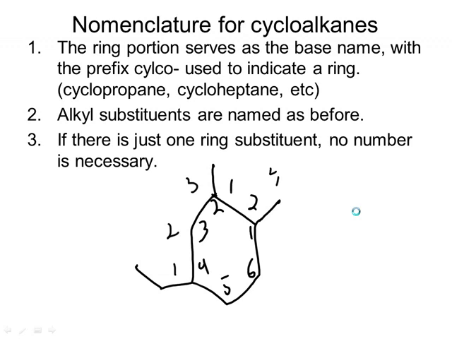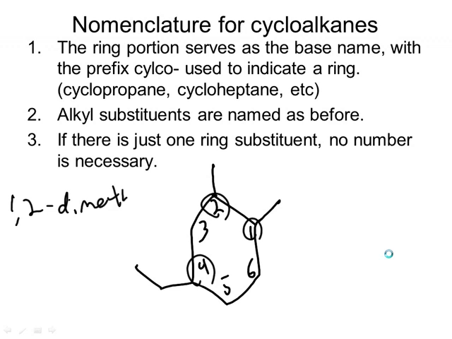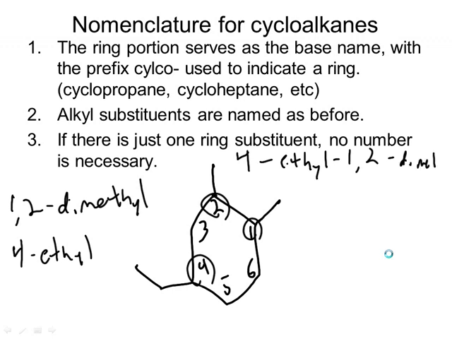So 1, 2, and now I'm getting too many numbers here. Our best option is to have 1, 2, and 4. So this becomes, our substituents are 1,2-dimethyl, to indicate the 2 methyl groups at carbons 1 and 2, 4-ethyl. Now the order is still the same. We still put them in alphabetical order regardless of what number comes in front. 4-ethyl-1,2-dimethylcyclohexane, and I ran out of room.